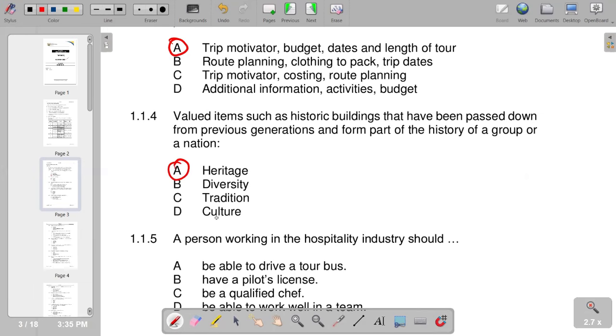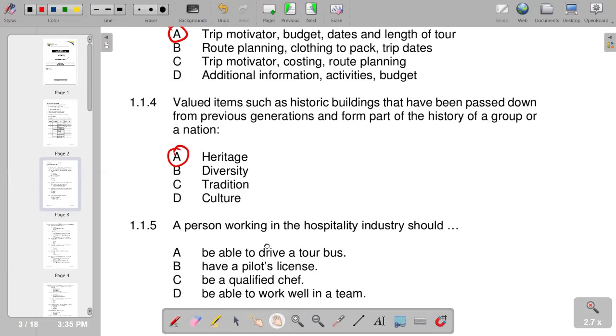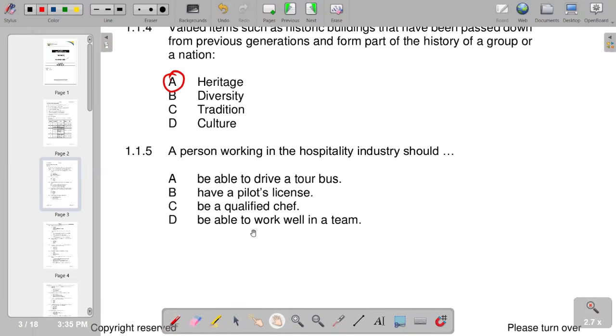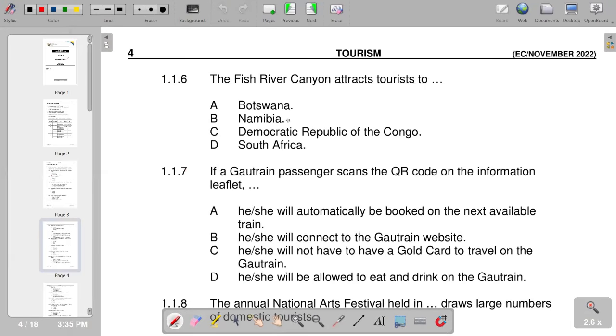And on number five, a person working in the hospitality industry should be able to work well in a team. So see that D is the correct response. And we go to number six, the Fish River Canyon attracts tourists to Namibia. Remember, it is in Namibia. So we have got B as the correct answer.